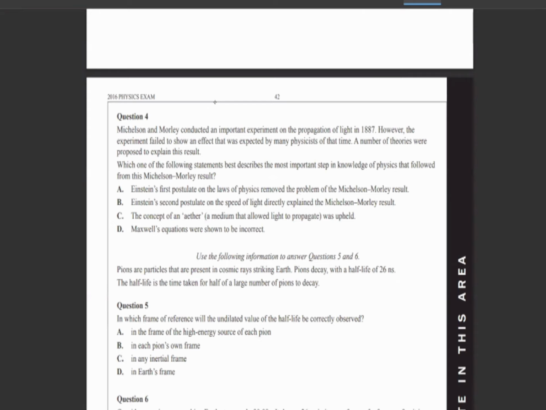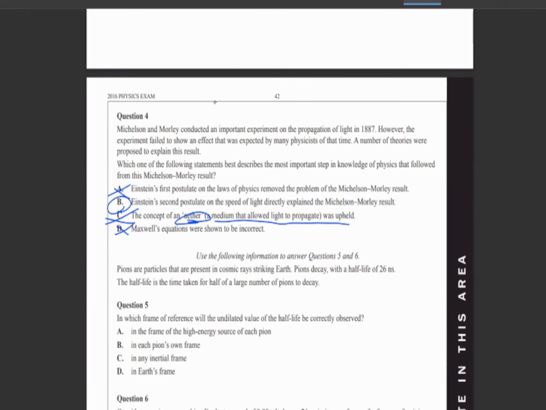Michelson-Morley result. Einstein's first postulate removed the problem of... nope, it did not remove that. It does not prove Maxwell's equations. Einstein's second postulate on the speed of light explains the Michelson-Morley result. Yeah, it's B. No, the ether thing was rejected.